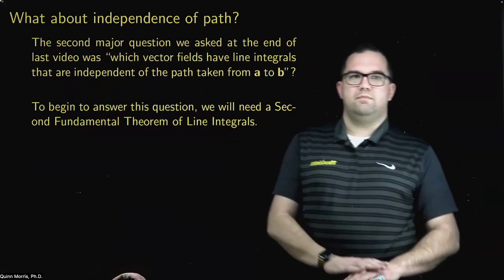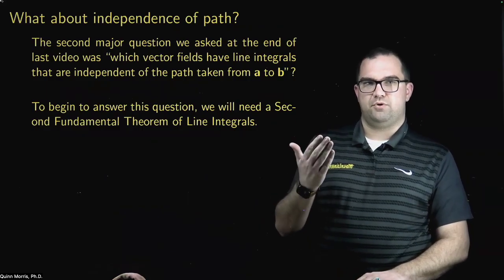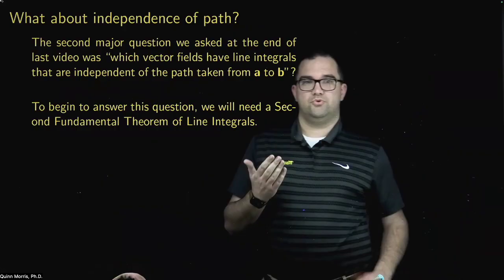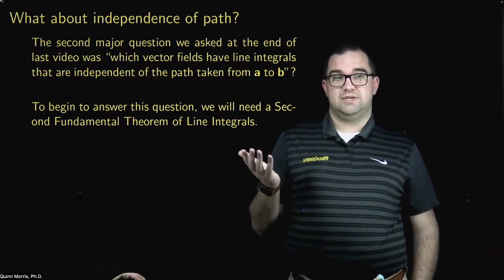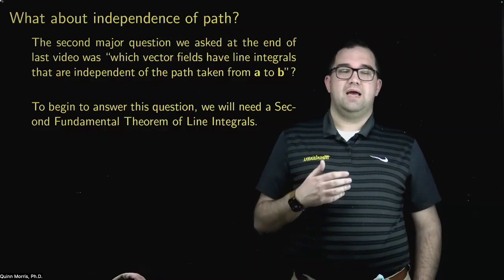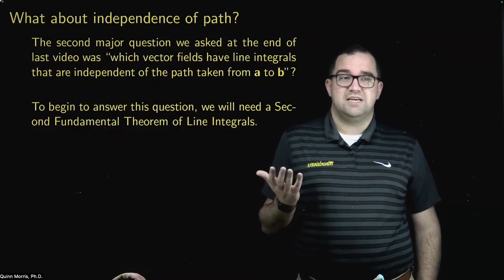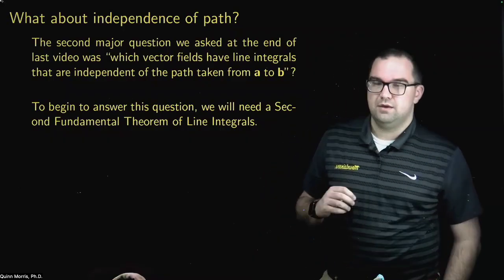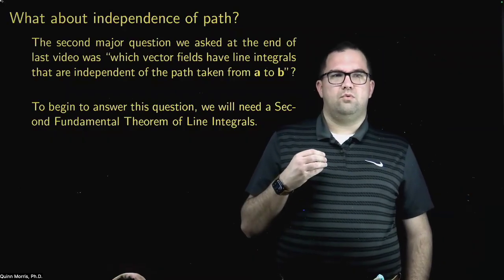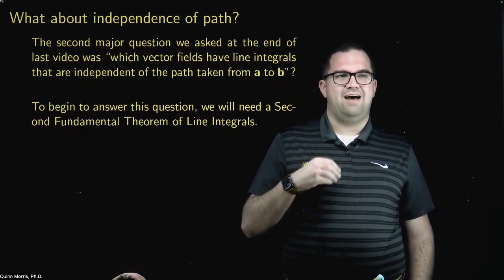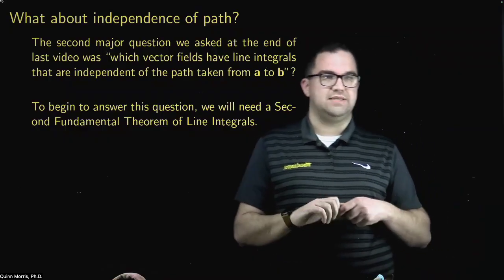Now, we still have this open question. I mentioned at the end of the previous video, we sort of posed two questions. So the first we've answered. The first was, are line integrals independent of parameterization? And what we've seen is the answer is pretty much, well, as long as you define equivalent parameterizations in the right way, then yes. The second question was, what vector fields will have line integrals that are independent of the path taken between 2 points A and B?